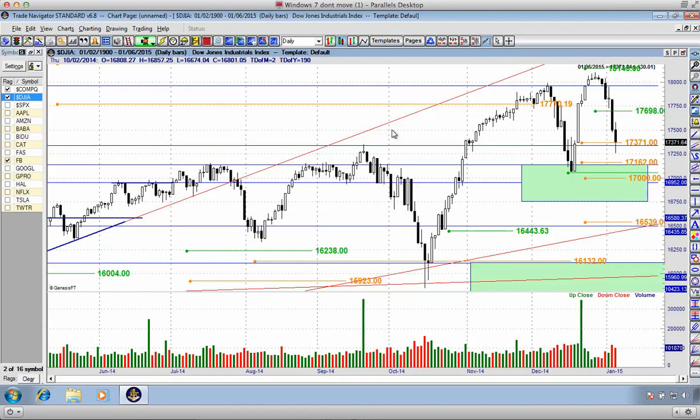That's simply the relationship and how that ties into the US markets moving forward into 2015.